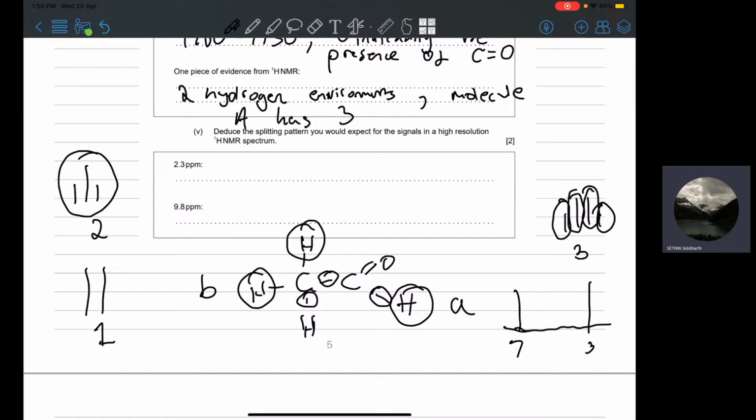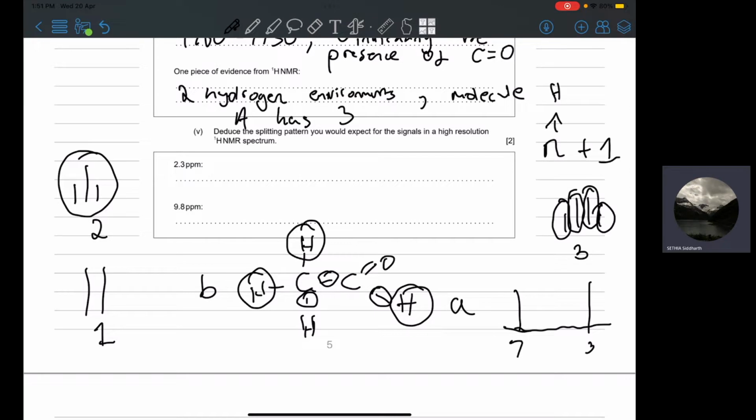So you can probably see where I'm going with this. The splitting pattern is n plus 1, where n is the number of hydrogens which are neighbors. That is your splitting pattern.